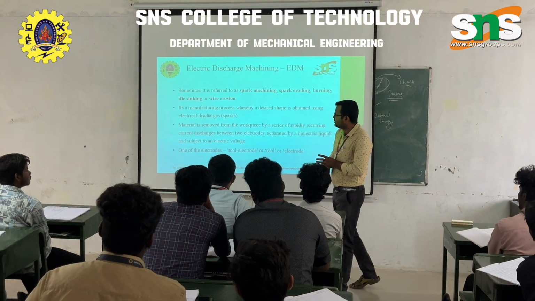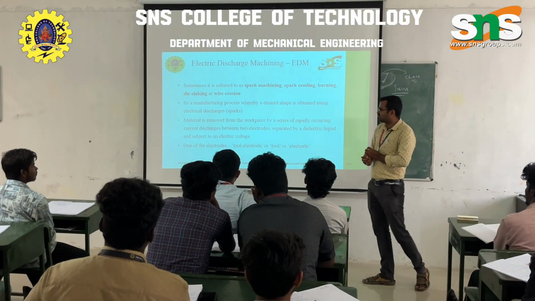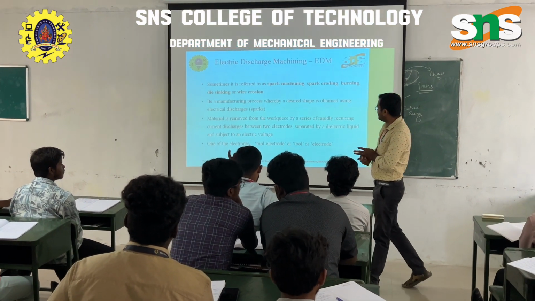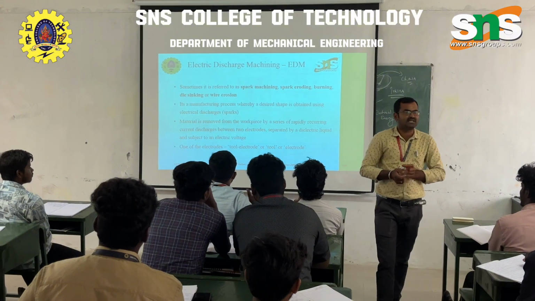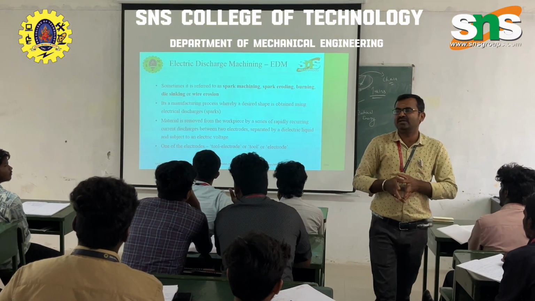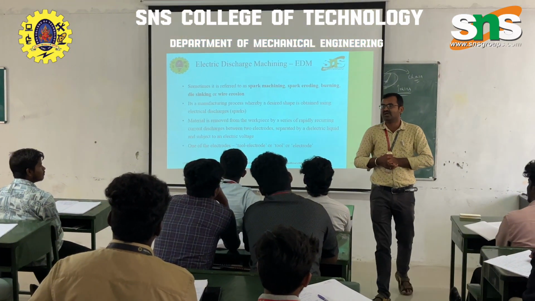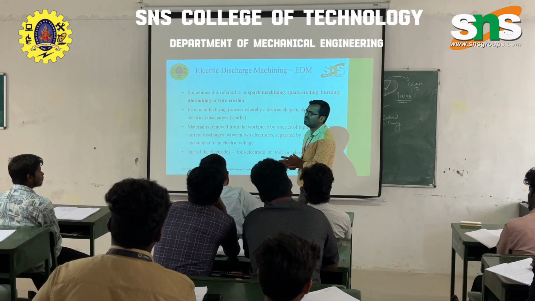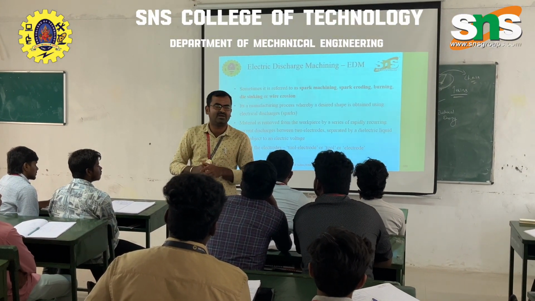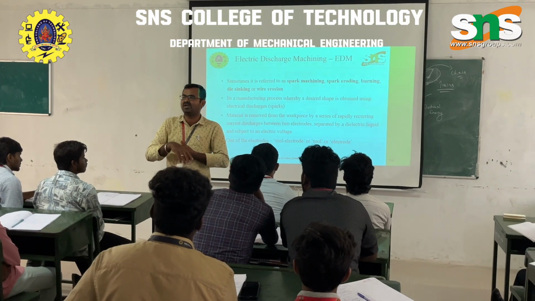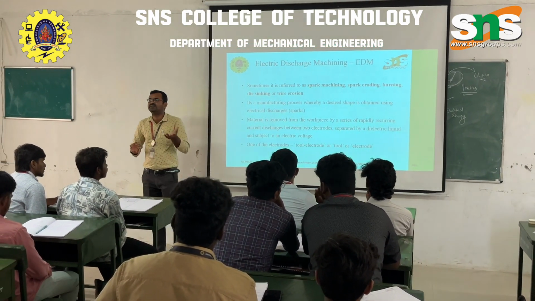Next, material is removed from the workpiece by a series of rapidly recurring current discharges between two electrodes, separated by a dielectric liquid and subjected to an electric voltage. The entire setup is immersed inside the dielectric fluid medium. What is the purpose of using the dielectric fluid medium? Automatic heat dissipation. During the work process, heat is generated inside the system, so the entire setup is arranged in the dielectric fluid, which dissipates the heat.